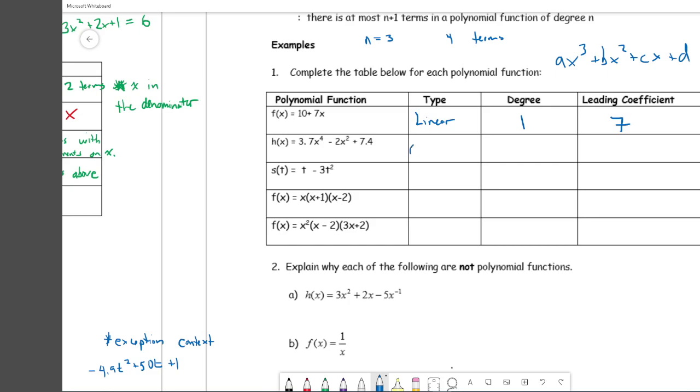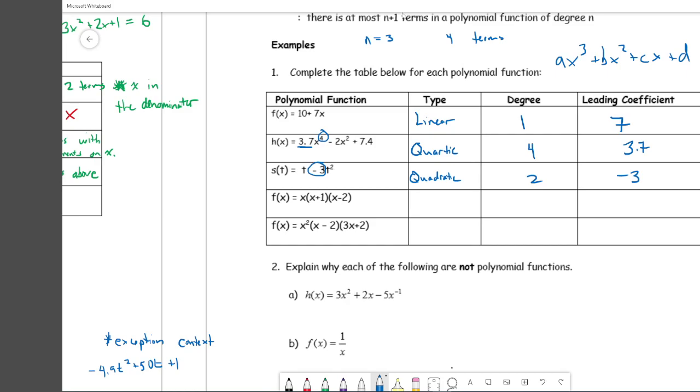This one, the type would be a quartic. A quartic is degree 4. Its leading coefficient is 3.7. Again, degree 4, leading coefficient of 3.7, and I just looked at my little table above for what it's named. This one would be a quadratic. It's degree 2. Its leading coefficient is a -3, right? This value here beside the t squared.